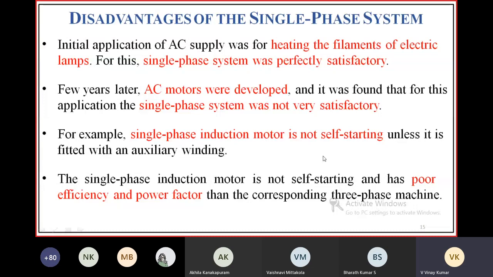The single phase induction motor has poor efficiency and poor power factor when compared to a three phase machine.